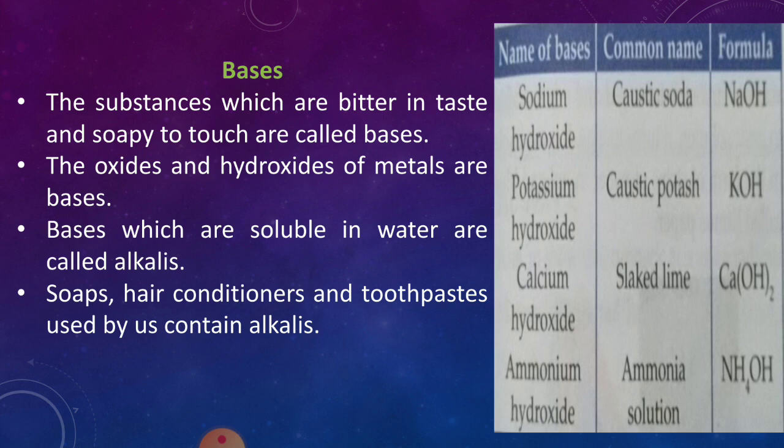Then one more important soda, that is washing soda, which is present in detergents. Its formula is Na2CO3, and its name is sodium carbonate. So always keep this in your mind: baking soda that we use in our kitchen is sodium hydrogen carbonate or sodium bicarbonate, that is NaHCO3, and washing soda is sodium carbonate, that is Na2CO3.